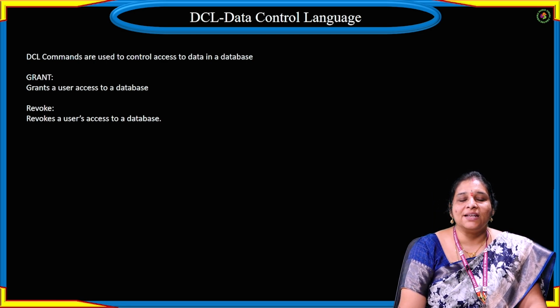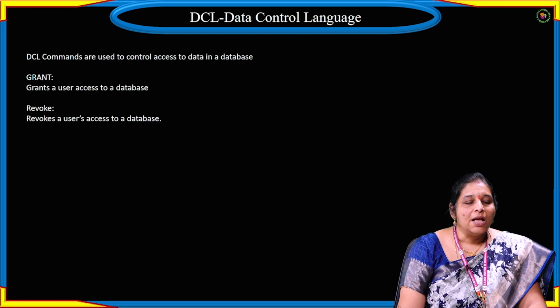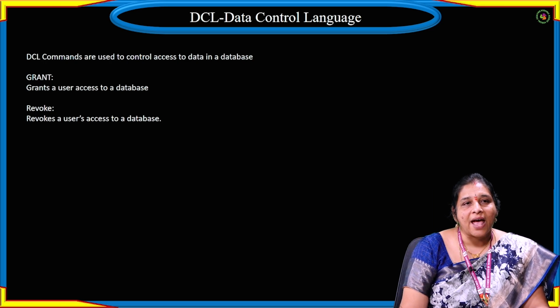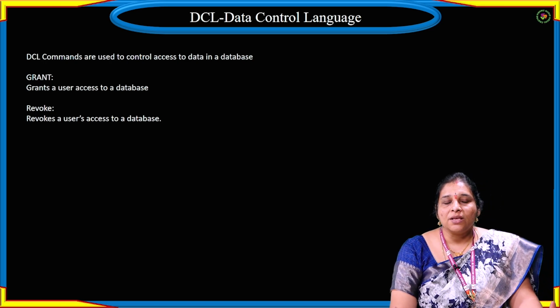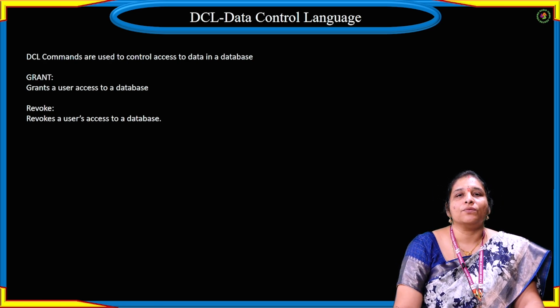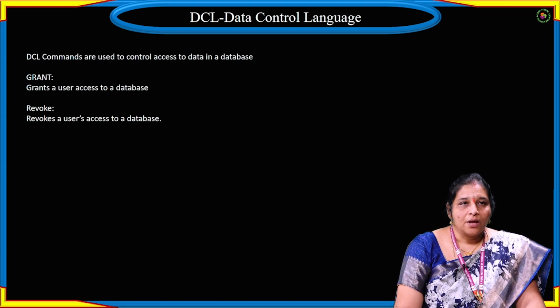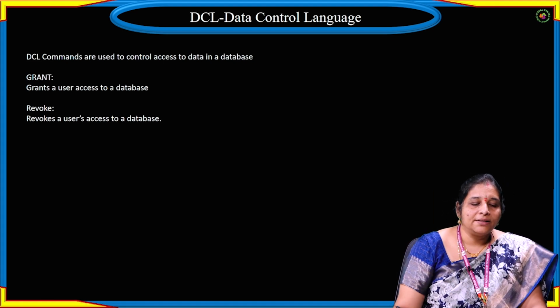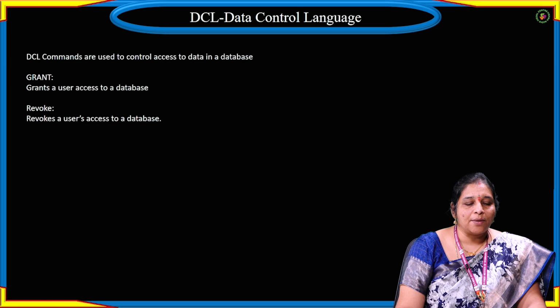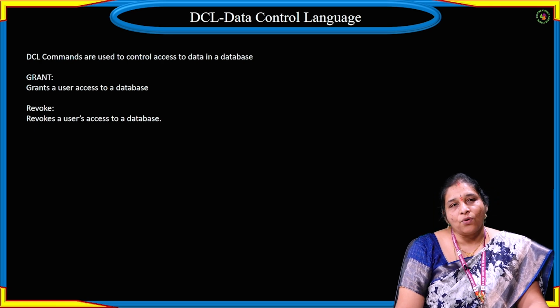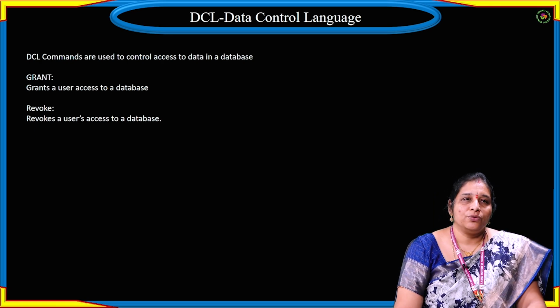Now our third one is DCL, data control language. DCL commands are used to control access to data in a database. It allows restricted access, that is, what set of users need to have control on what set of data. So grant grants a user access to a database. Revoke, when I give revoke, it will revoke that particular user's access.